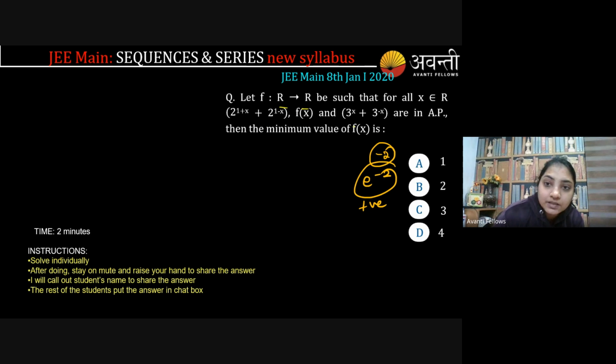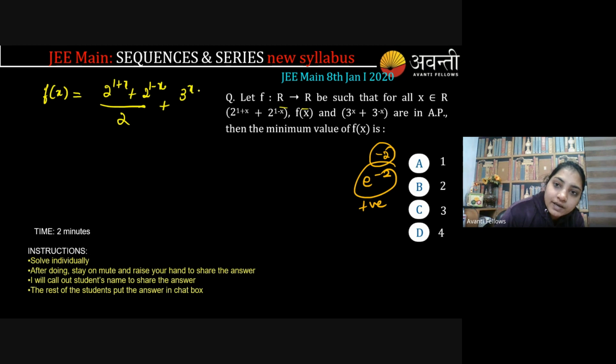If 3 numbers are in AP, then we can say f(x) must be equal to (2^(1+x) + 2^(1-x))/2 + (3^(x/2) + 3^(-x/2)). Any doubt, any confusion? Clear? And we can say they are greater than or equal to.